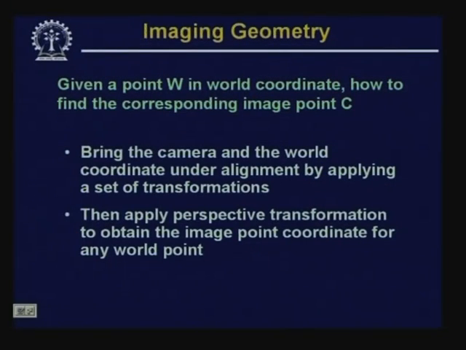So, the steps will be like this. Since our earlier formulations were very simple, in which case we assumed that both the camera coordinate system and the 3D world coordinate system are perfectly aligned, in this generalized situation we will also try to find out a set of transformations, which if applied one after another, will bring the camera coordinate system and the world coordinate system into perfect alignment. Once that alignment is made, we can apply the perspective transformation to the transformed 3D world points, and this perspective transformation gives us the corresponding image coordinate of the transformed point W.